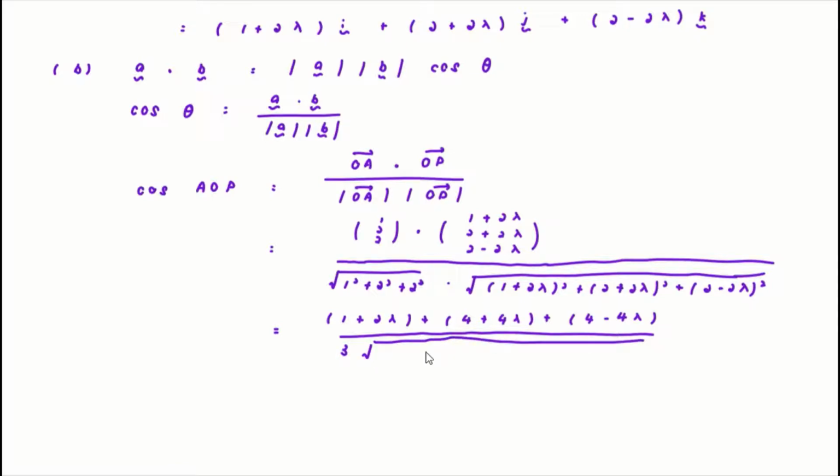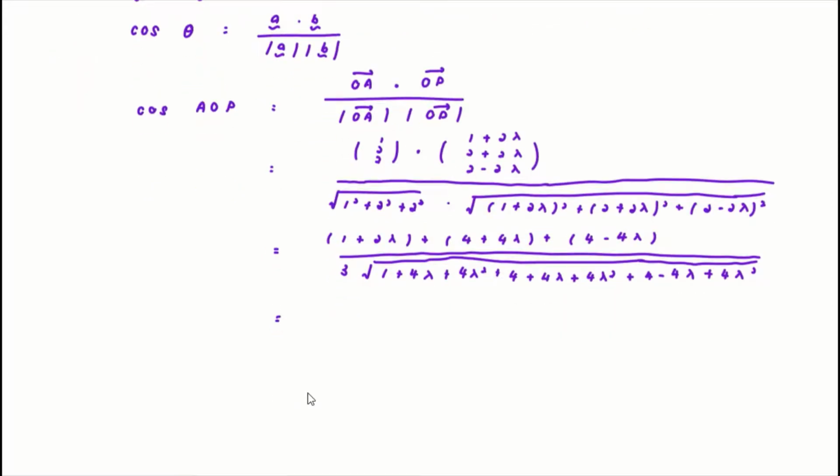It's going to be a long thing. So 1 plus 4 lambda squared, and then plus 4 plus 4 lambda plus 4 lambda squared, plus 4 minus 4 lambda plus 4 lambda squared. The only thing for this question is, it's not hard, but there's a lot of calculations, so you need to avoid any careless mistakes. So 1, 4, 4, that's 9, and then the lambda terms cancel, so you get 9 plus 2 lambda.